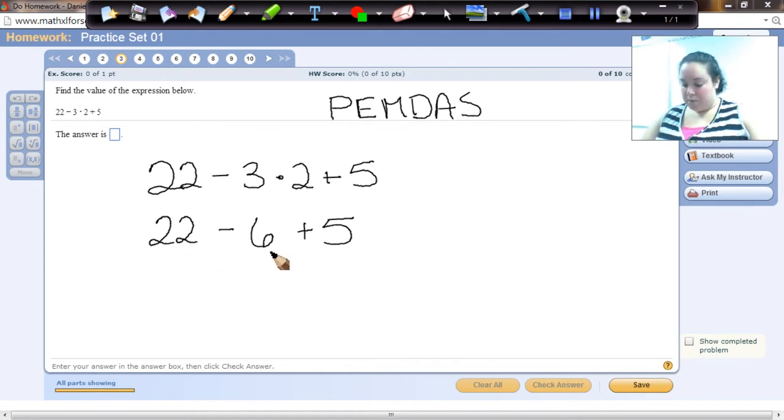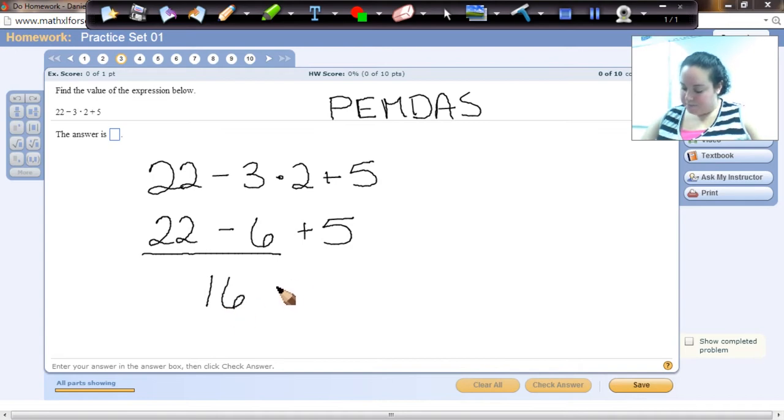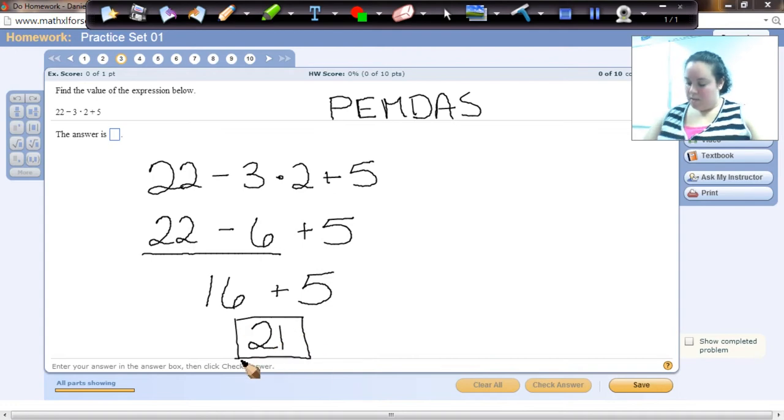So 22 minus 6 first. 22 minus 6 is 16 plus 5. And then lastly, 16 plus 5 is 21. Alright, great. Okay, let us move on then to number 5.